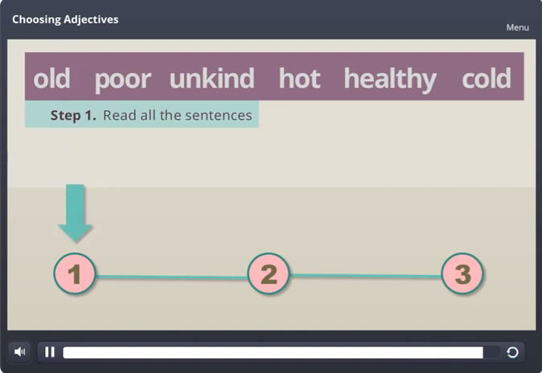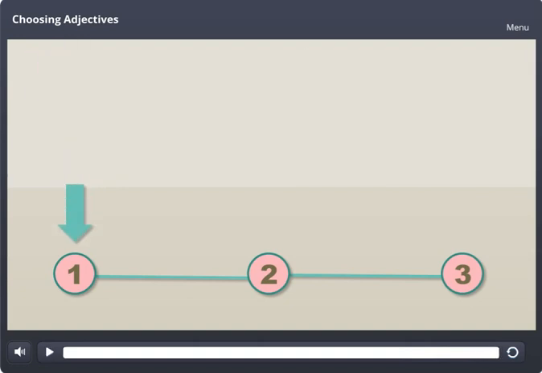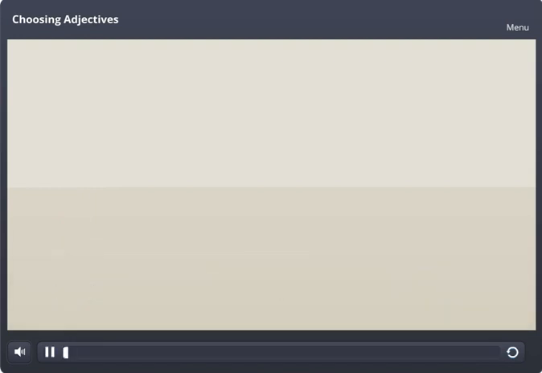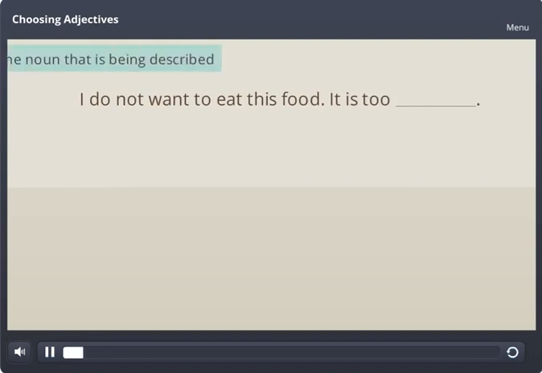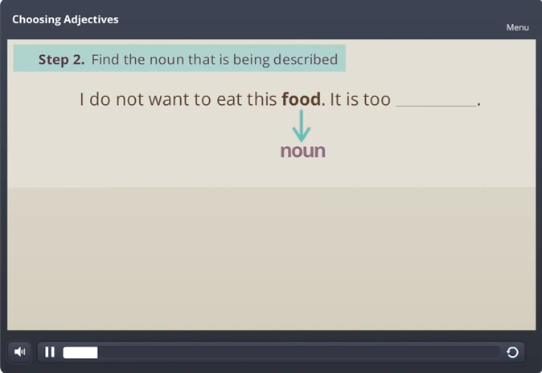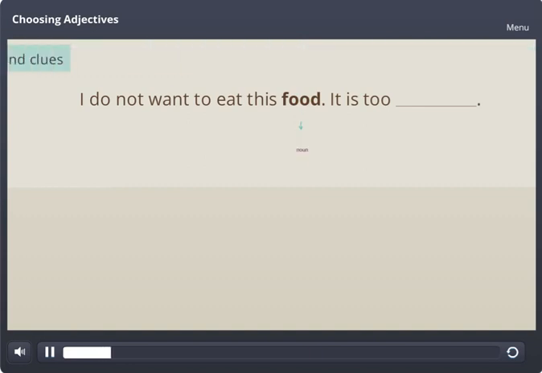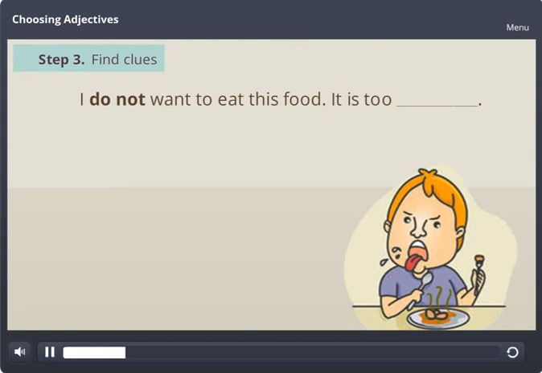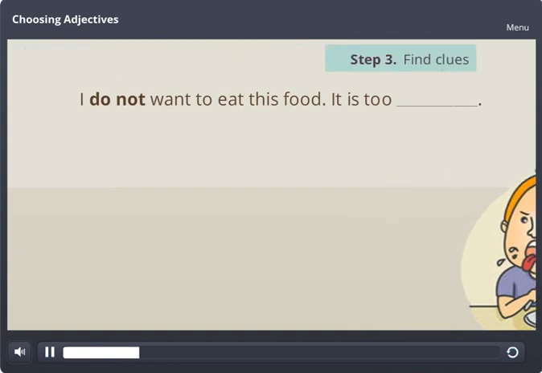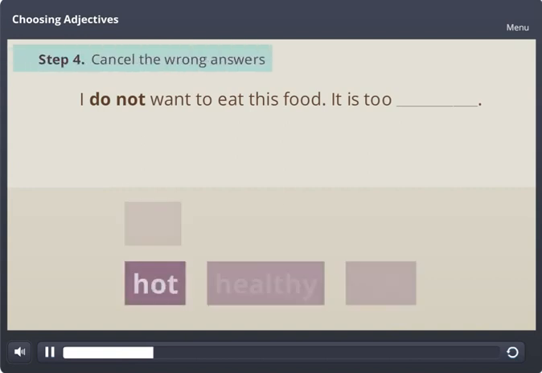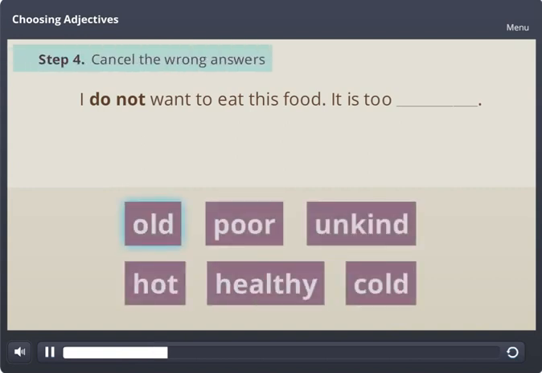Let's look at the sentence. I do not want to eat this food. It is too dash. Food is our noun. Too tells us that the speaker does not want to eat it. So, can food be old? Yes. Okay, so maybe old is the answer. Would it be unkind? No.